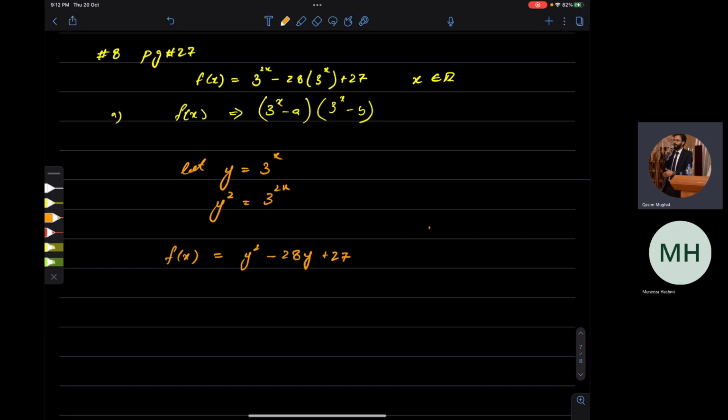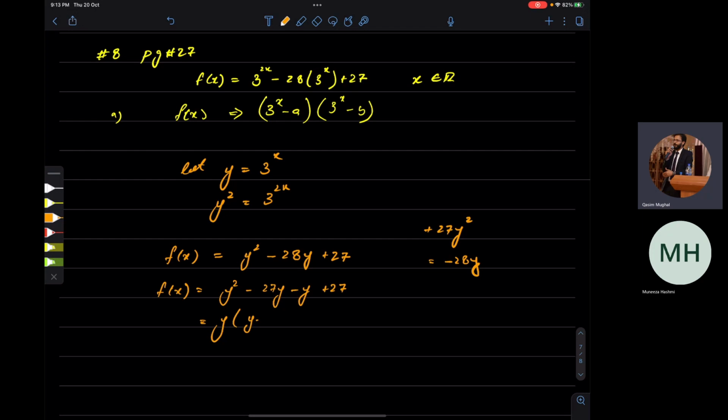So the product should give me plus 27y squared, and the sum should give me negative 28y. All right, so the product should give me 27. So, 27 times 1, okay? I'll give both numbers a minus sign because the sum is negative. So f of x would be equal to y squared minus 27y minus y plus 27.